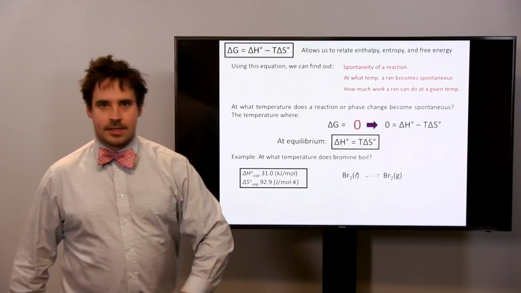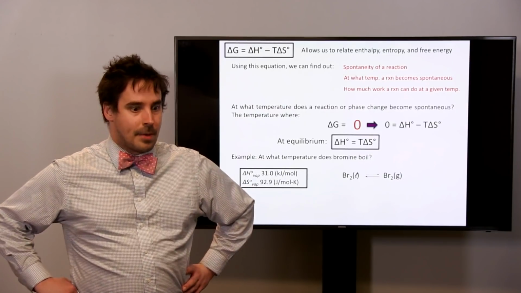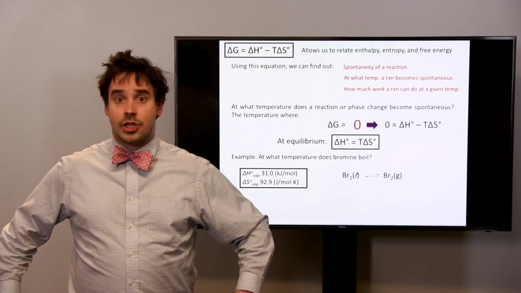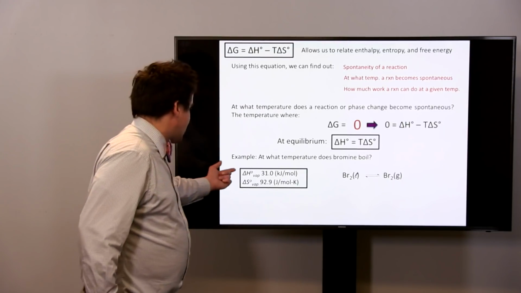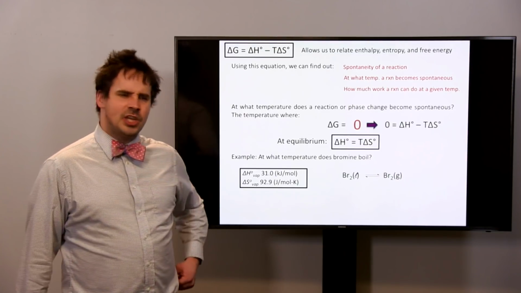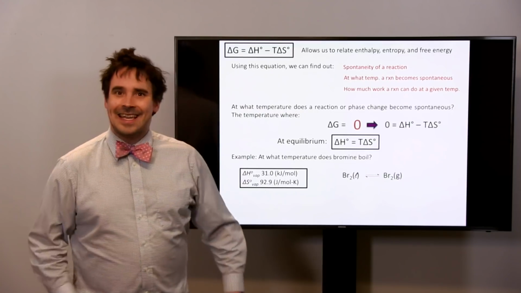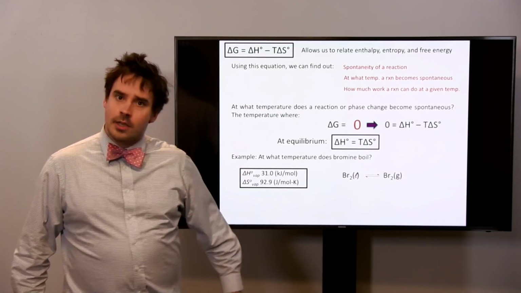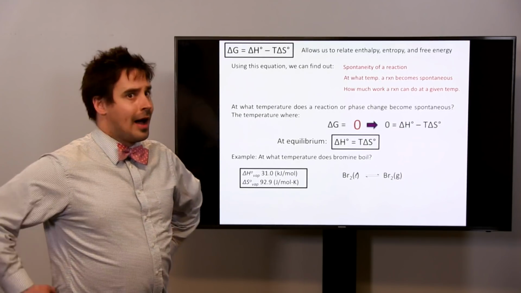I'm kind of excited because this gives me a chance to do a Dora the Explorer kind of thing. I'm going to assume that you got it right after the calculation, but feel free to pause while you do the calculation. Here we have the thermodynamic data that you need. 31.0 kilojoules per mole is the enthalpy change, and 92.9 joules per mole Kelvin is the entropy change. So please tell me, at what temperature does bromine boil?